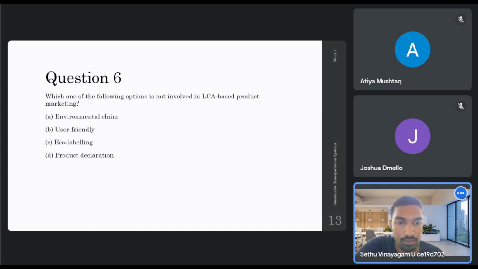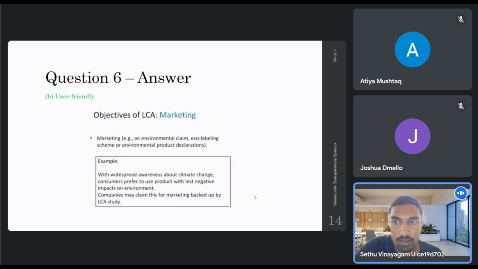Okay, so the right option is option B. It is user friendly, right? So marketing is one of the objectives of LCA, right? So when we conduct LCA, you have the total impact, a comprehensive or holistic approach you have followed, and come up with the total impact on the environment, right? So throughout the life cycle of the product, you can use those results for marketing a product. For example, you can have an environmental claim, right?